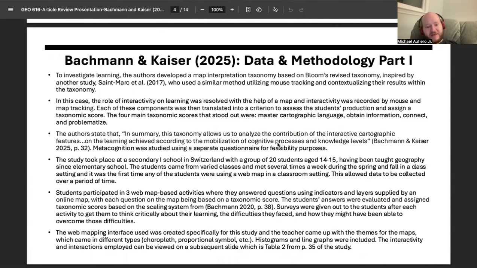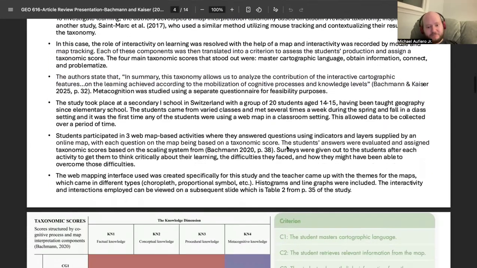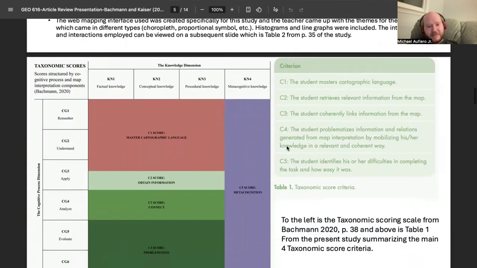The web mapping interface used was created specifically for this study, and the teacher came up with the themes for the maps. So there was some subjectivity and bias because it had to be within the context of the curriculum. And there were different types of maps, and histograms and line graphs were included as well. The interactivity and interactions employed can be viewed on a subsequent slide in Table 2, which I'm about to show. So this is what they used.